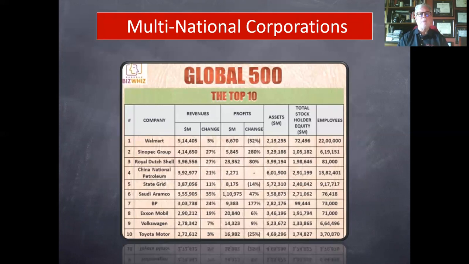Some of the largest global 500 companies, and all of these are international, believe it or not, is Walmart, 22 million, the biggest in terms of employees. Most of these other companies are oil producers. And then we have Volkswagen and Toyota. Too bad Honda's not there.